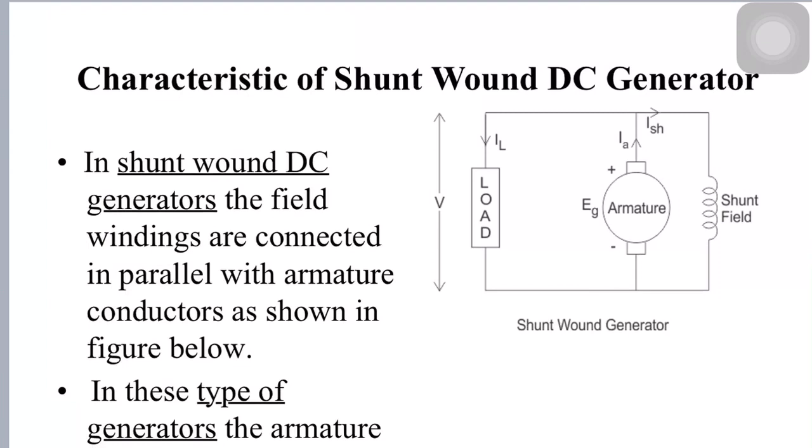If the shunt generator is running at a constant speed, some EMF will be generated due to residual magnetism in the poles, and this small EMF circulates a field current, which in turn produces additional flux to reinforce the original residual flux. This process continues, and the generator builds up the normal generated voltage following the OCC.